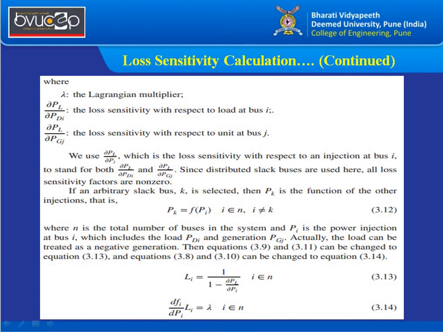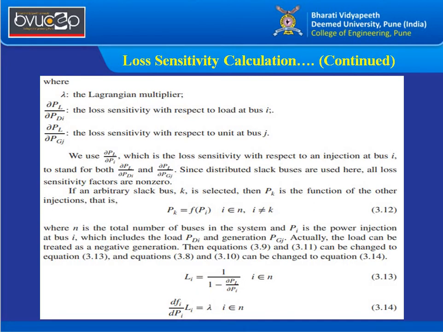So these are again the factors which we are considering. Lambda is the Lagrange's multiplier, and then the loss sensitivity of the load. Remember, PD is the loss sensitivity for the load, and G is the unit, which is nothing but the generator unit. So ∂PL/∂Pi is the loss sensitivity, which is for both PDi and PGi. Since distributed buses are used here, all loss sensitivity factors are 0, whereas in the other generator slack bus case, most of the time it is a sparse matrix.